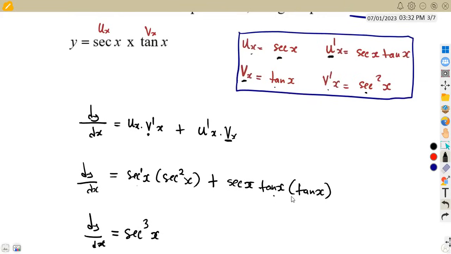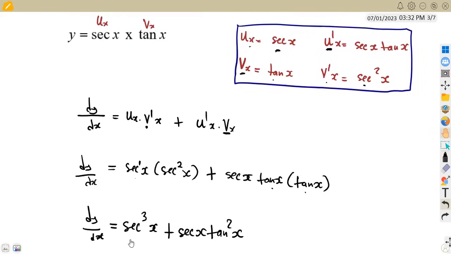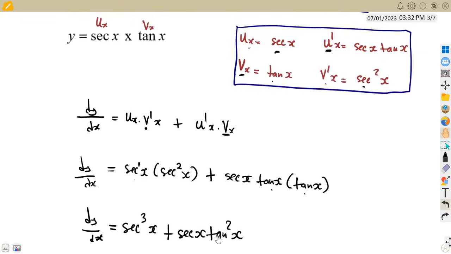All right, you've got tan and tan, which is going to give us tan squared. But we've got sec x, so it's going to be sec x tan squared x. Like I said, once you are at this stage, you can leave your answer like this. Yes, you can factor out sec x, which is common, or you can just leave your answer like this: sec cubed x plus sec x tan squared x. This is how you can present your final answer.